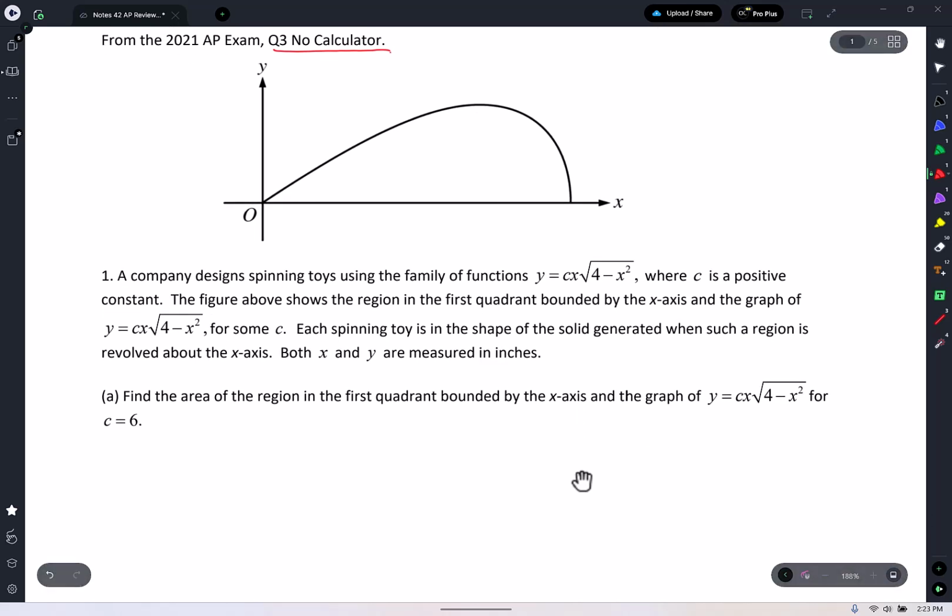A company designs spinning toys using the family of functions, where C is a positive constant. The figure above shows the region in the first quadrant bounded by the x-axis and the graph of y equals cx squared of 4 minus x squared for some C. Each spinning toy is in the shape of the solid generated when such a region is revolved about the x-axis.